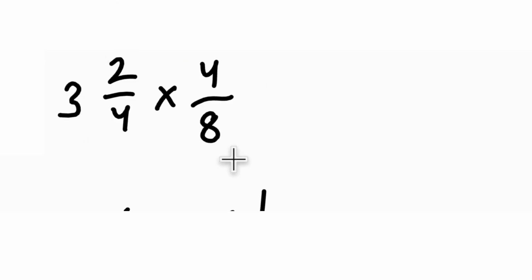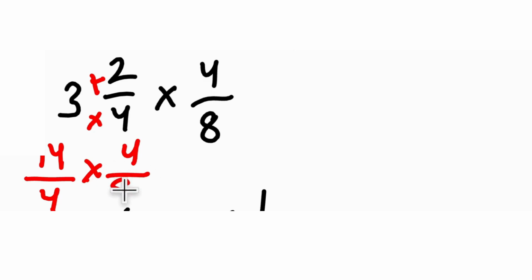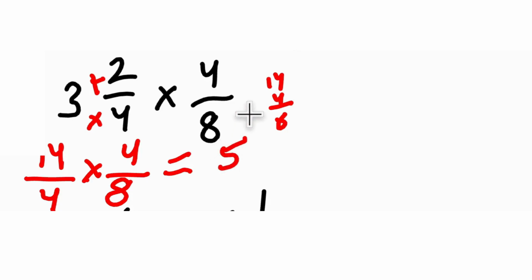3 2/4 times 4/8. Same thing like we did before, we need to make this into an improper fraction. So we have to multiply the bottom by the whole number and then add the top number. So 4 times 3 is 12, 12 plus 2 is 14. And keep the same denominator of 4. Now we multiply that with 4/8. We get 14 times 4 is equal to, let me just do that really quickly, 56. And then we have 4 times 8 is equal to 32.